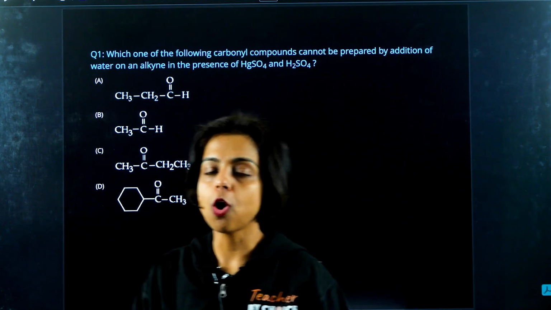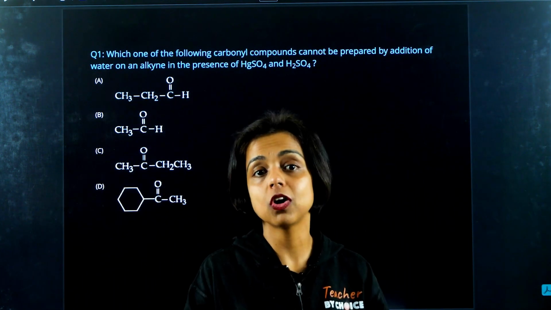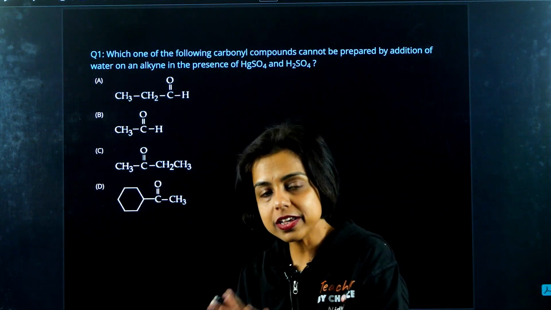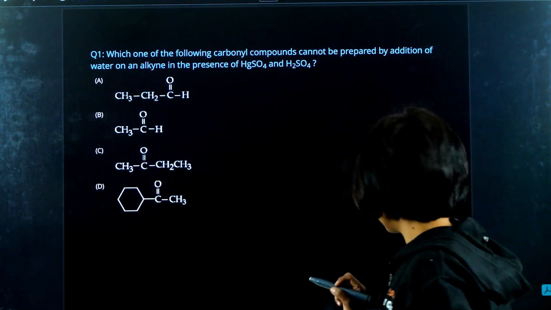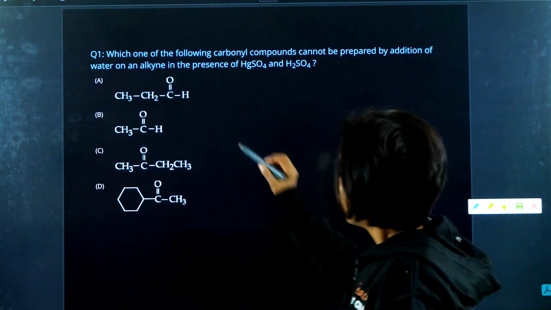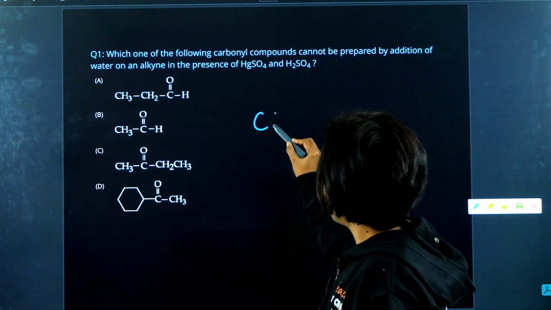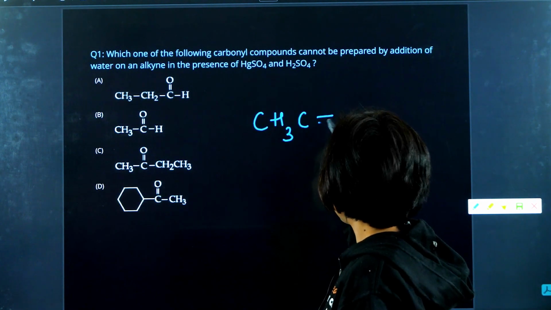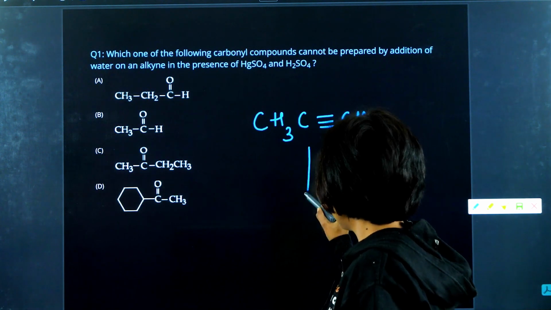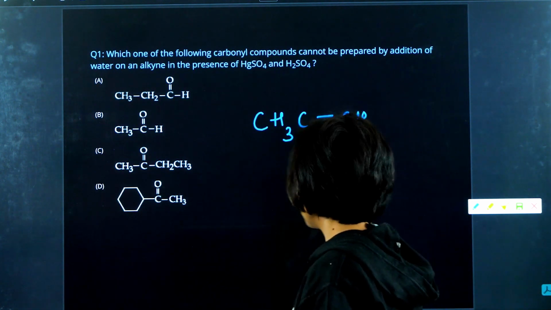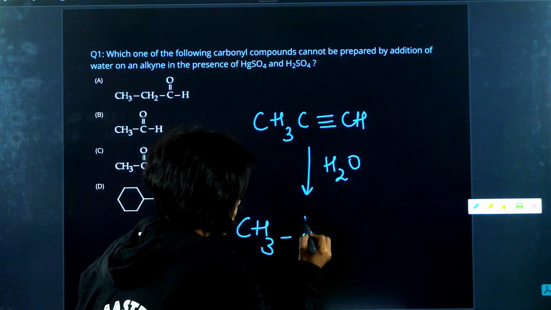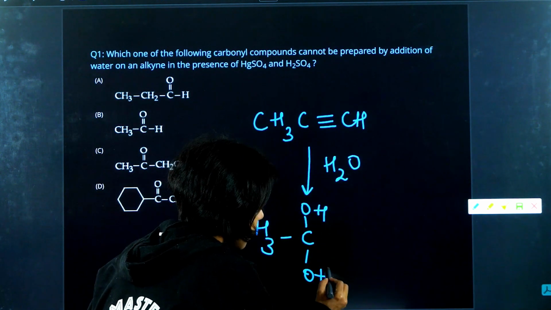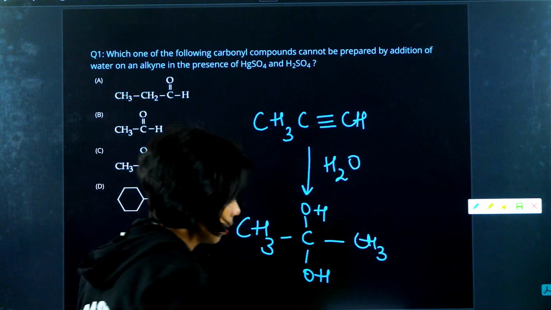So I hope you all know the addition of water on alkyne follows Markovnikov's addition. So let us check which will not be formed by this addition reaction. Yes, so let us start with the very first. So if this is the product, we can assume we have our triple bond here, right? So if I add water, it follows, as I told you, Markovnikov's addition. So if Markovnikov's addition is there, I will get this kind of product on addition of water, right?